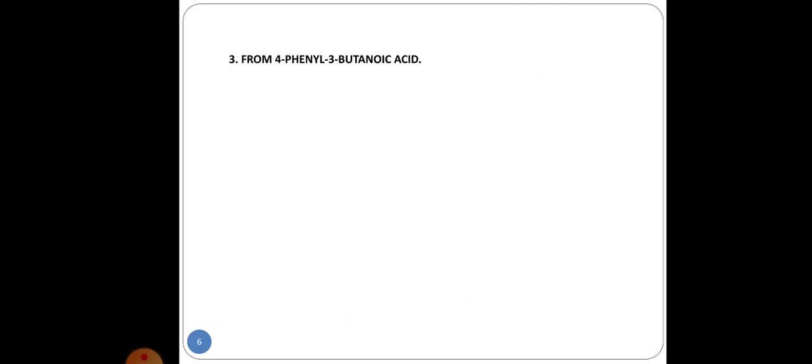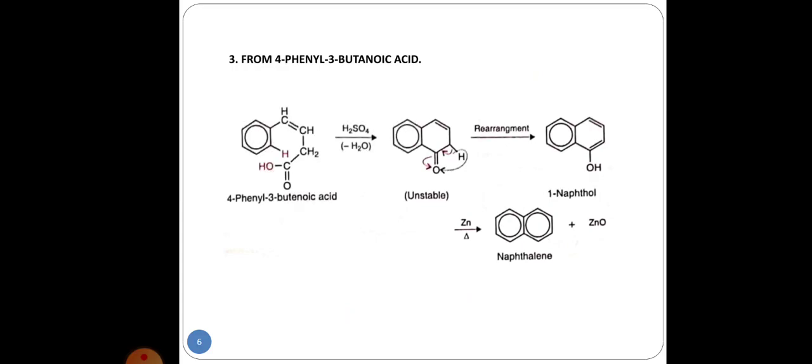Third method is from 4-phenyl 3-butanoic acid. This is the scheme for the synthesis of naphthalene from 4-phenyl 3-butanoic acid. When 4-phenyl 3-butanoic acid is heated with concentrated sulfuric acid, 1-naphthol is formed. This further on distillation with zinc dust gives naphthalene.